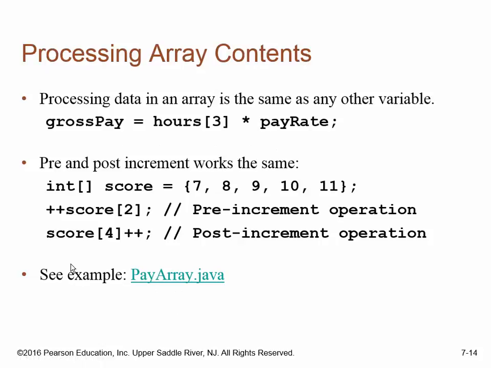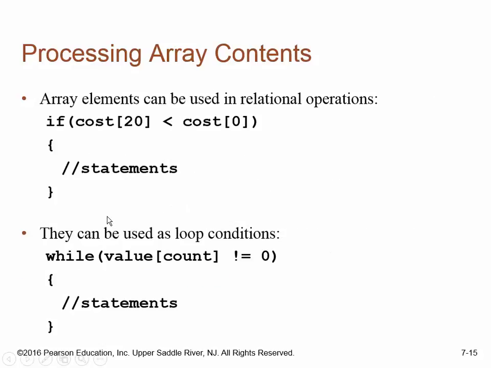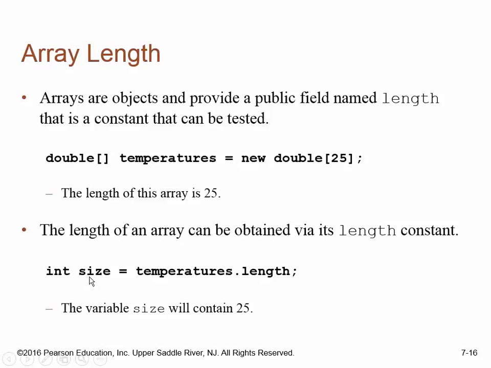All right. As it says, processing array data, when you're working with individual elements, they work the same as if you have a simple or a primitive data type. Because when you think about it, each element in an array typically is just an elementary or simple data type. You can use the pre-increment, post-increment, pre-decrement, post-decrement, etc. You can use array elements in relational operations, so in ifs, whiles, switches, etc.